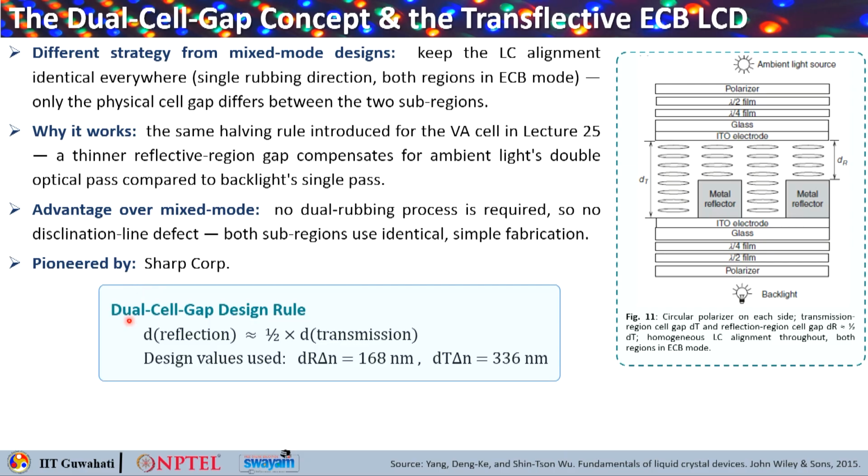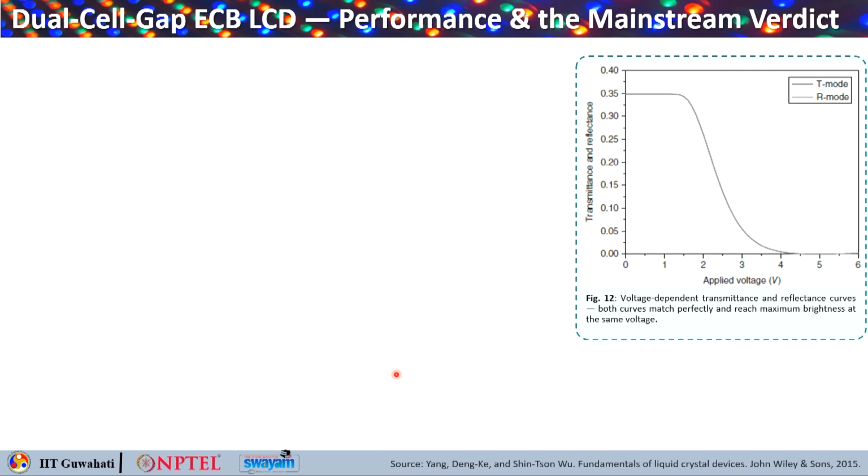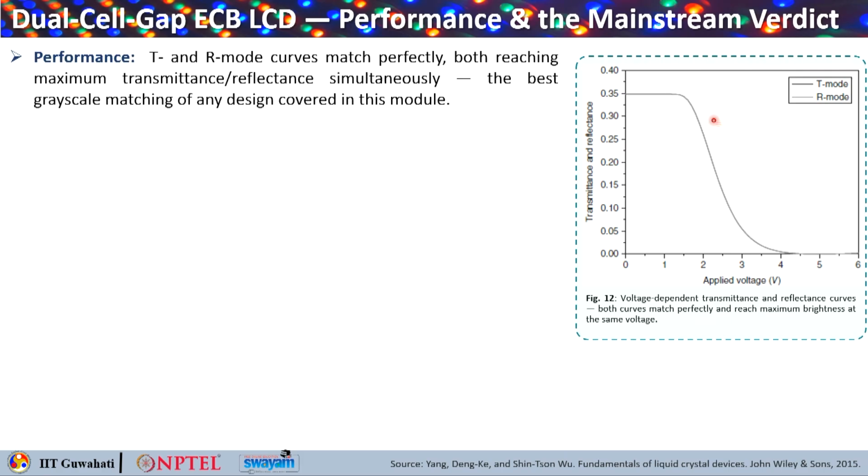So the dual cell gap design rule is that d reflection will be half of d transmission. So if you are using d transmission of 336 nanometer, for the reflection you use half of it. With that, your transmission and reflection modes can both achieve the maximum transmission and reflectance simultaneously. They are perfectly matching and they are the best for grayscale matching of any design covered in this module.